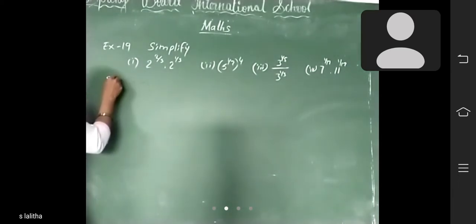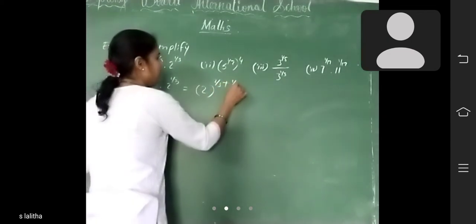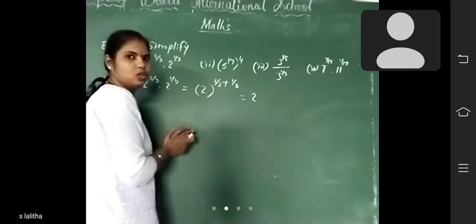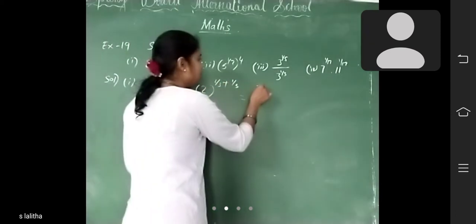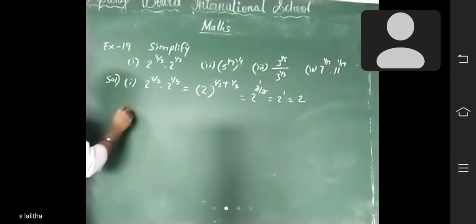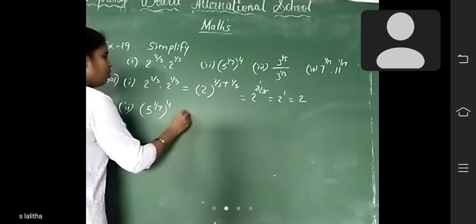So first one is what is given, 2 power 2 by 3 into 2 power 1 by 3. Here bases of both are equal, so you have to add the exponents. So 2 power 2 by 3 plus 1 by 3. Here the denominators both are equal, so you have to add numerators, 2 plus 1, 3 by 3. 3 by 3 means 1. So 2 power 1, that is equal to what is the answer? 2 only.